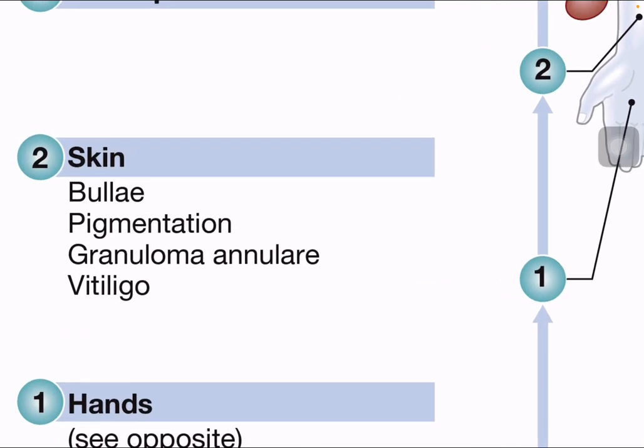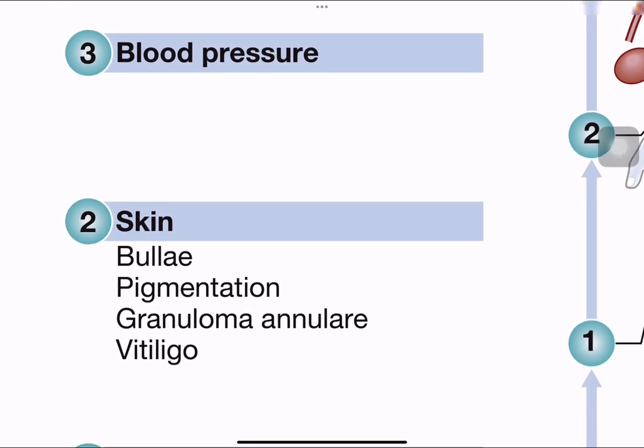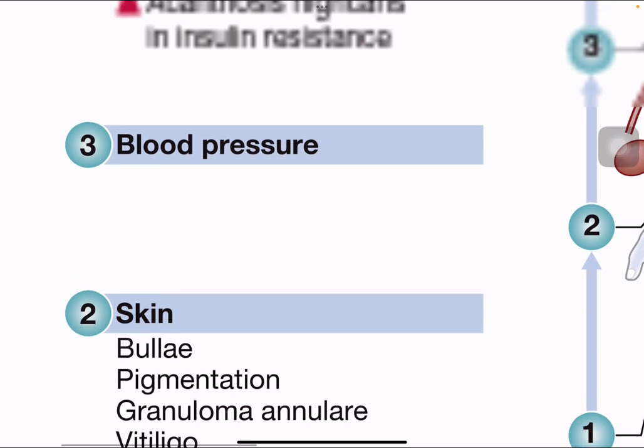This is a prayer sign, and then we have to look at the skin, the protective layer of the body. We have to look for any features of infection like abscess, bulla. We have to look for pigmentation like acanthosis nigricans. We have to look for skin abnormality like granuloma annulare. We have to look for depigmentation or pigmentation. Depigmentation may present as vitiligo, which is more common in type 1 diabetes mellitus.